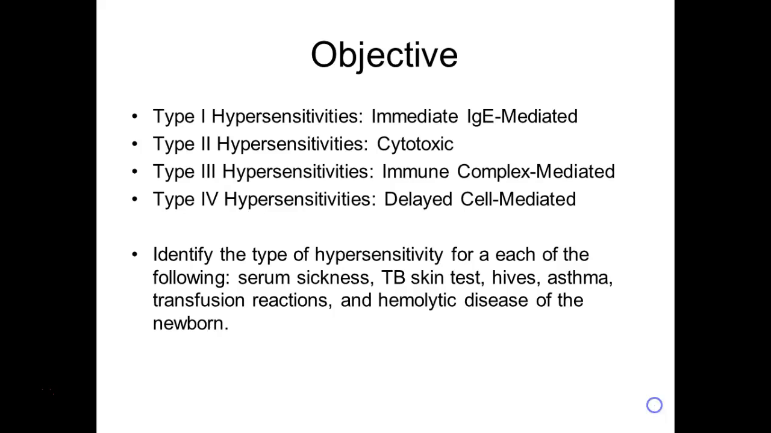So as far as examples of each one of these, and as I said on the test, I'll write out type 1 hypersensitivity, immediate IgE mediated. That's the whole title. I won't just write type 1, type 2, type 3, and 4. These will be the full titles. So serum sickness, which type is that?